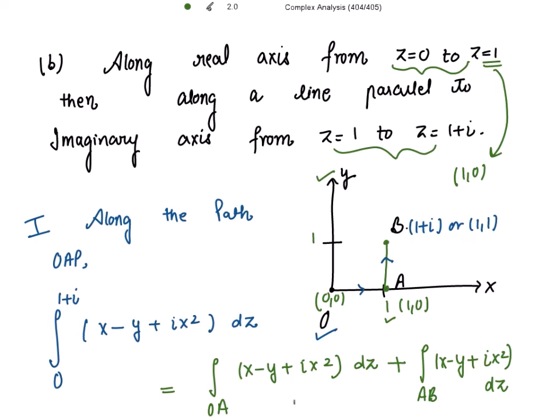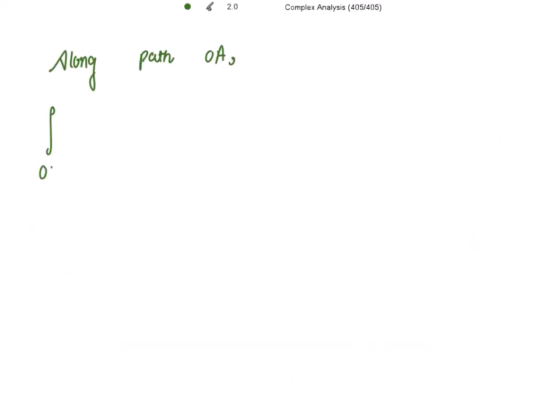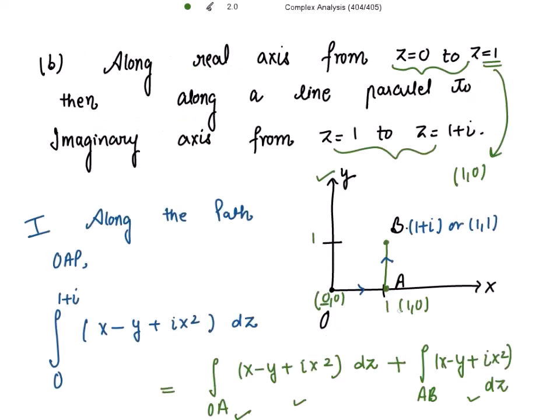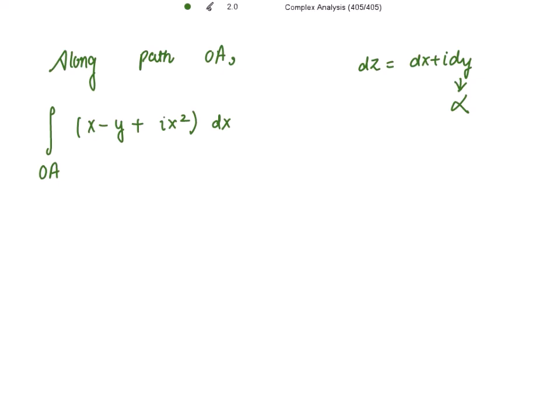So we need to evaluate these two integrals and then sum them up, right? Okay, first let's evaluate along the path OA. The integration along the path OA with integrand x minus y plus iota x square. We know that dz is dx plus iota dy, and along the real axis y disappears, right? So dz will be dx only, and we need to write the limits for x, that is from 0 to 1.